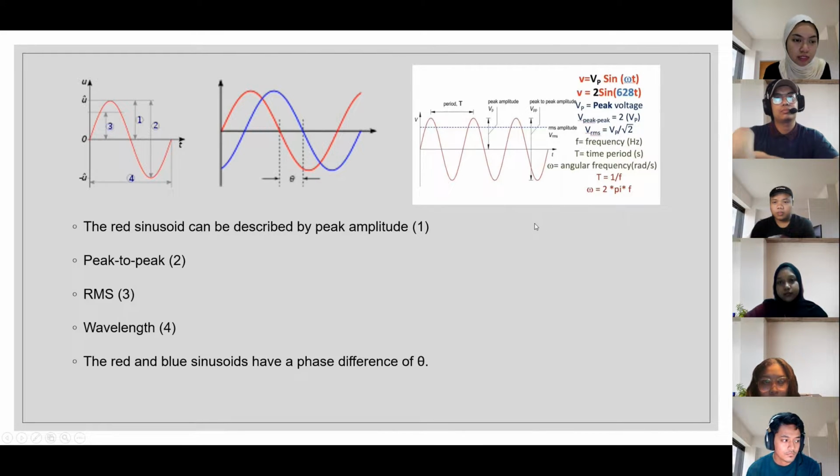You can refer to the sine wave graph above. The sinusoid can be described by peak amplitude, peak to peak, RMS, and wavelength. The waves have a phase difference of theta. You can refer to the general formula.